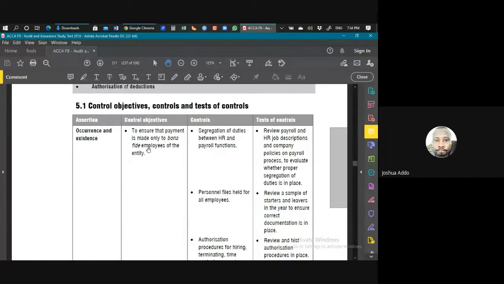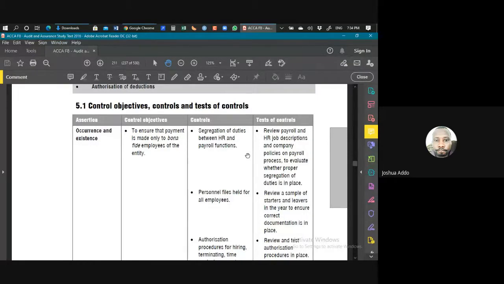Okay, so if you want to make sure that all payments are made to bona fide employees of the organization, what controls would we put in place to ensure that? A number of them. Number one, segregation of duties between HR and payroll functions. Human resource people, they hire, they do the training, and they promote. They say, okay, now you deserve to be this. You are a senior member. You are this. They normally hold the data.